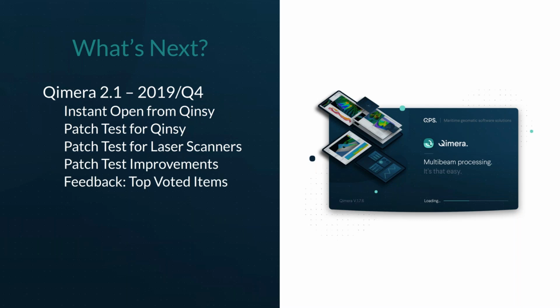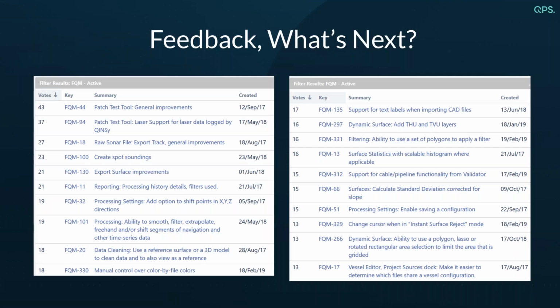And we'll be looking at the feedback top voted items. So let's just switch gears for a second and look at what's left in the feedback project now that we've satisfied quite a number of votes and items in Qimera 2.0. On the left, I've got the top 10, and you can look at the very first one. FQM44 has 43 votes. That's patch test tool, general improvements.